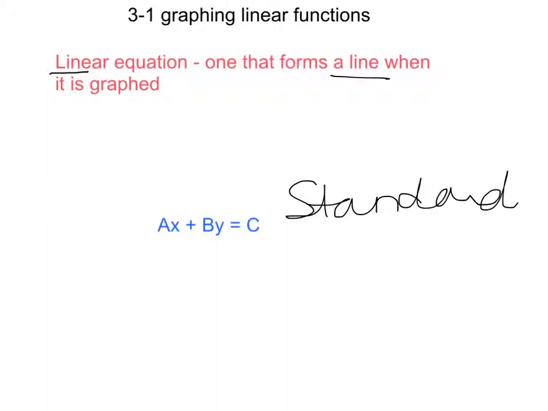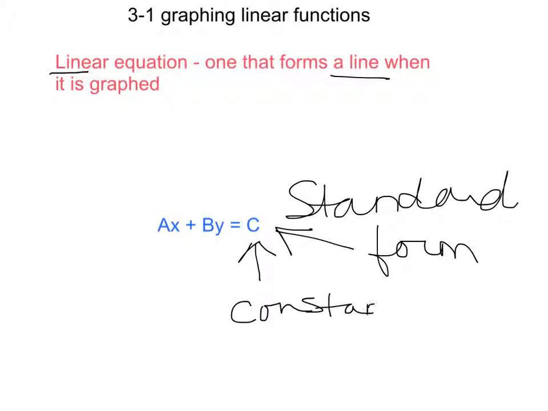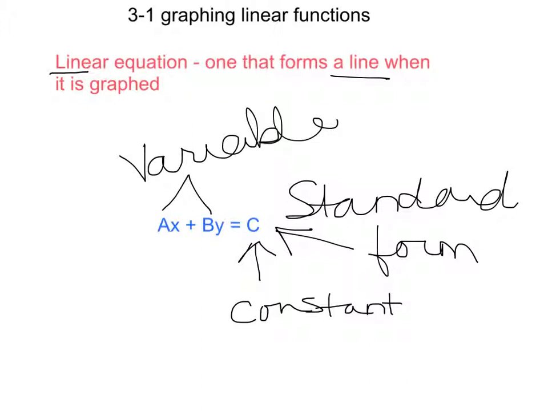And that form is here. You have ax plus by equals c. C is the constant, and the ax and the by are considered variable terms. And this will make a little bit more sense as we continue through with this lesson. But this is the way that it needs to be written for it to be in standard form.